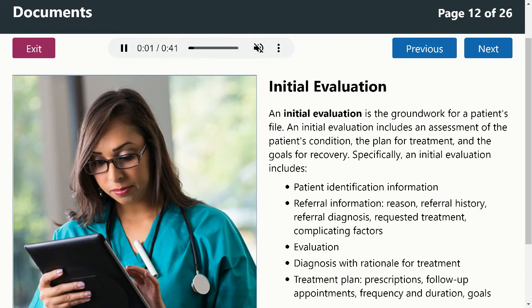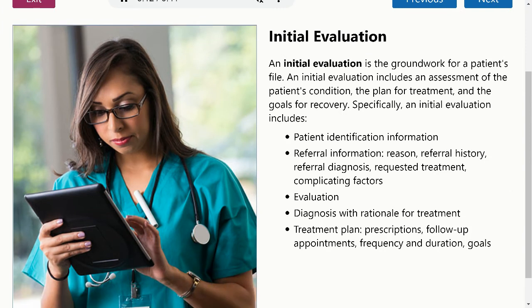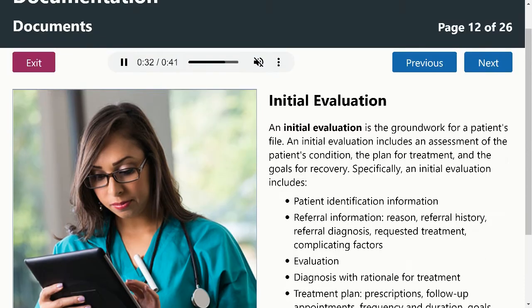Initial evaluation. So initial evaluation is the groundwork for a patient's file. An initial evaluation includes an assessment of the patient's condition, plan for treatment, and the goals for recovery. Specifically, an initial evaluation includes patient identification, referrals, reason for the referral, the history, the diagnosis, requested treatment, and complicating factors, the evaluation, diagnosis with rationale for treatment, treatment plan, prescriptions, follow-up appointments, frequency and duration, and goals.